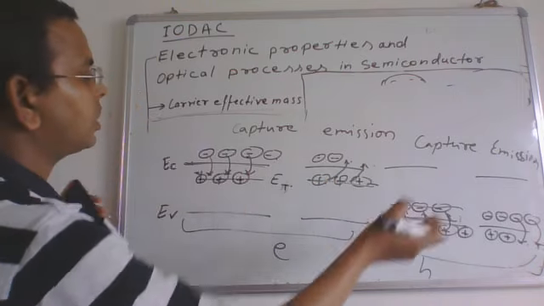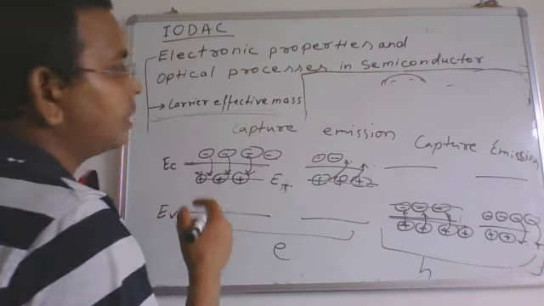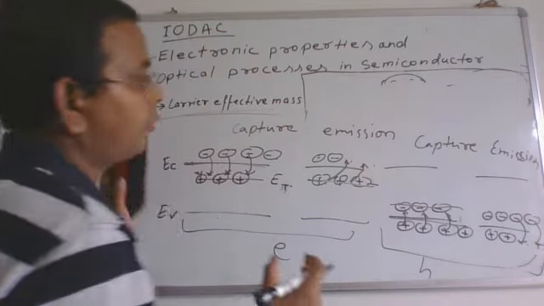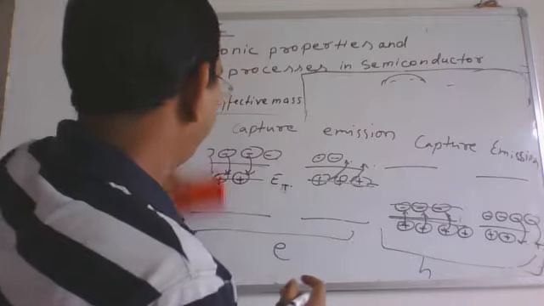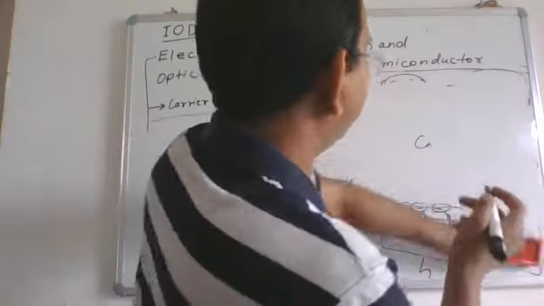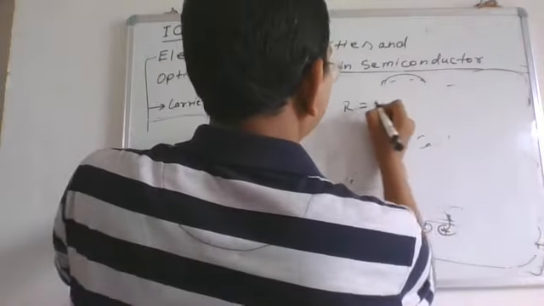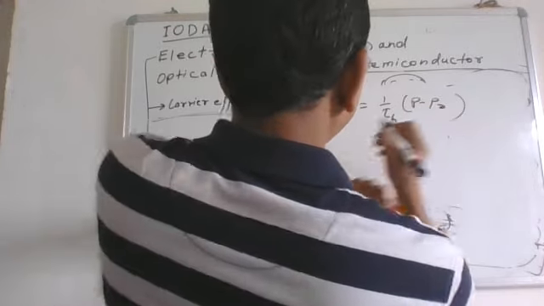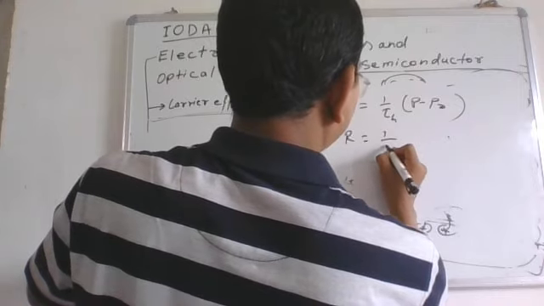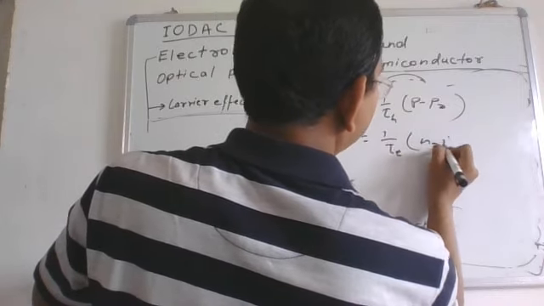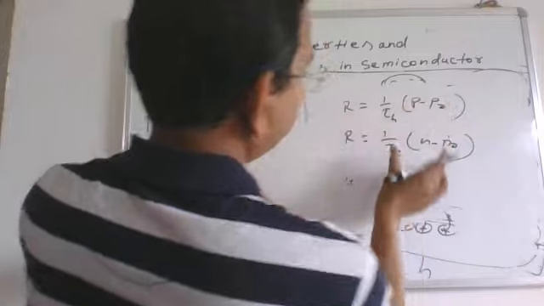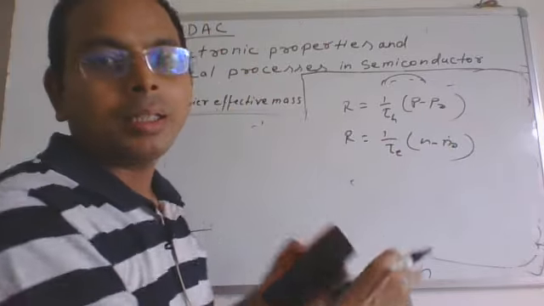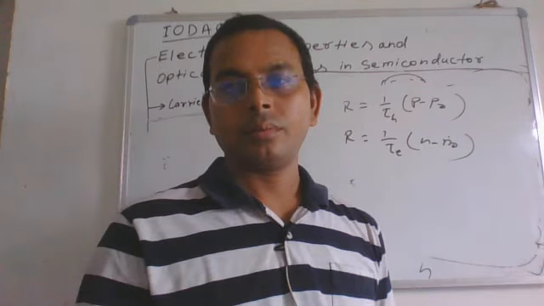So all these four processes give rise to the recombination processes, and all these four are modeled. After modeling, we get the final recombination rate, which I have stated earlier. R is equal to 1 by tau h times p minus p naught, and R is equal to 1 by tau e times n minus n naught. So these two equations come from modeling all these four phenomena.